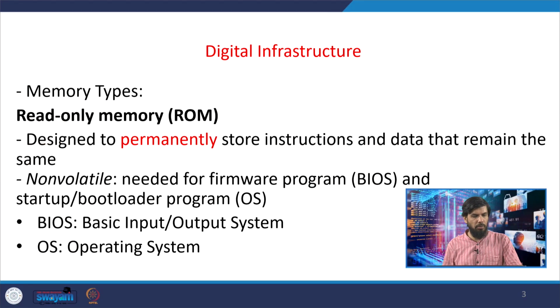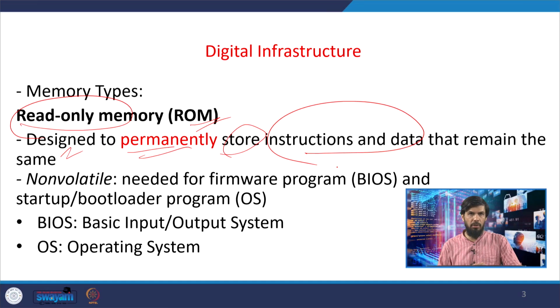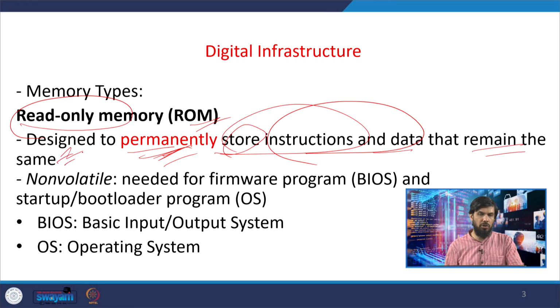Now moving to the next memory type, that is read only memory, ROM. This is designed to permanently store instructions and data. The previous one, RAM, was for temporary storage, because within the computer system we are working on programs, switching from one program to another. But in the case of read only memory, there are situations where we might need to permanently store instructions and data, and these should remain the same.